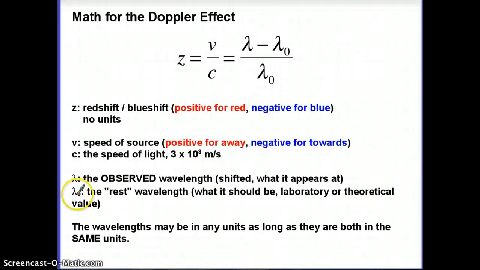Lambda naught, with the 0 on it, is what we would call the rest wavelength. That's what it theoretically should be. Like if we had a source that was not moving, this is what we would measure. So it's also sometimes called the laboratory value or the theoretical value. That's what lambda naught is. Keep in mind that this is a 0, not a capital O. So some people want this to be observed because they think that stands for O. It's not. It's the wavelength when the speed is 0.